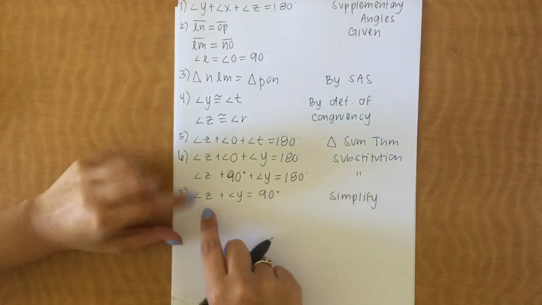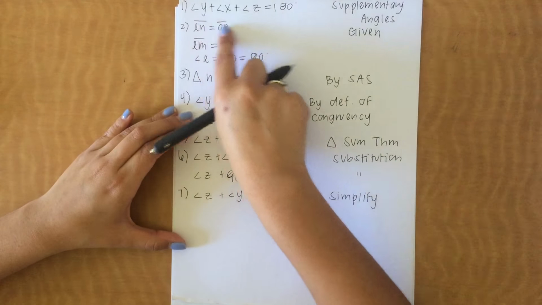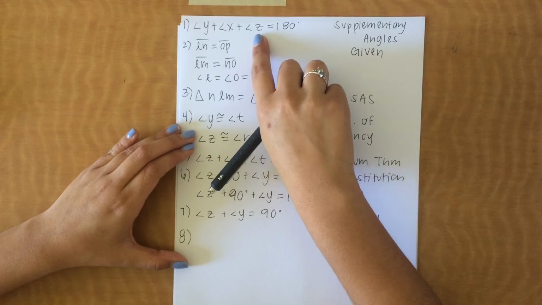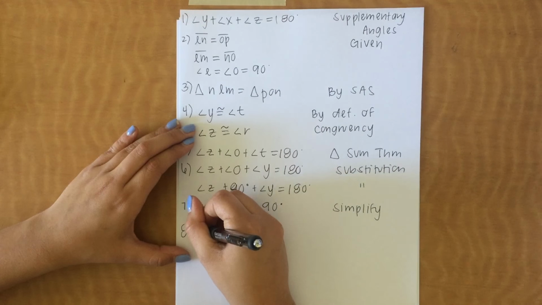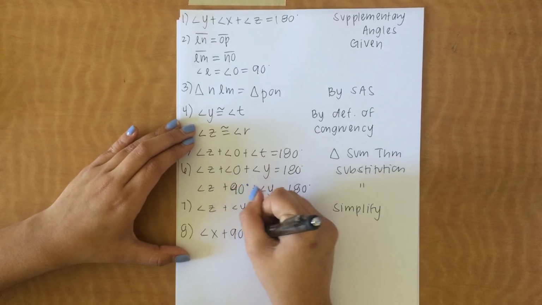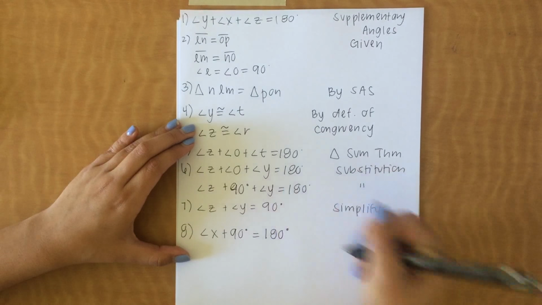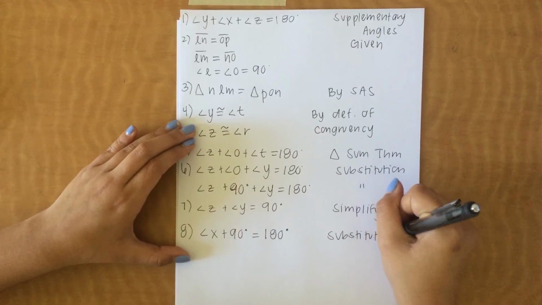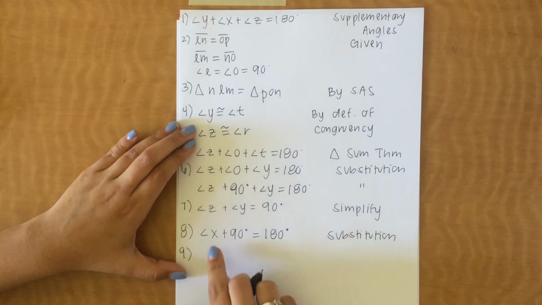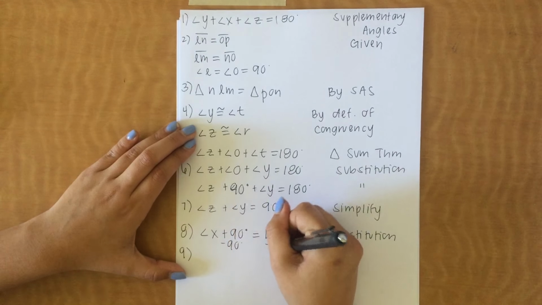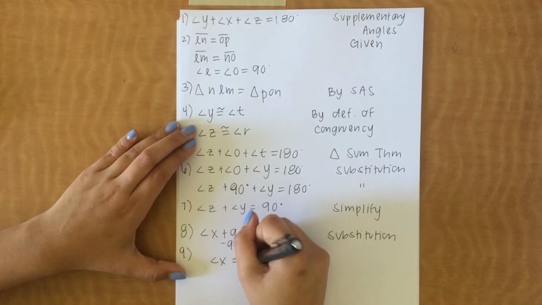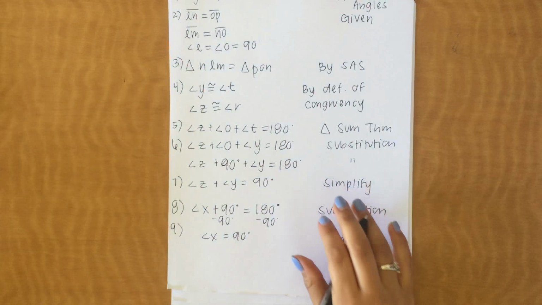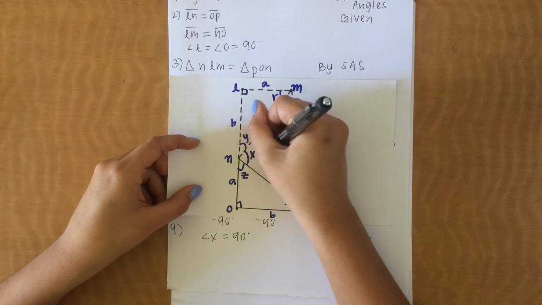So then we can just substitute this 90 degrees into this equation here. So we know that the z and the y are going to equal 90 degrees. So we just have angle x plus 90 degrees is equal to 180 degrees. And this is substitution. And then we just subtract. Angle x equals 90 degrees, and this is simplify. So now we know that angle x is equal to 90 degrees.